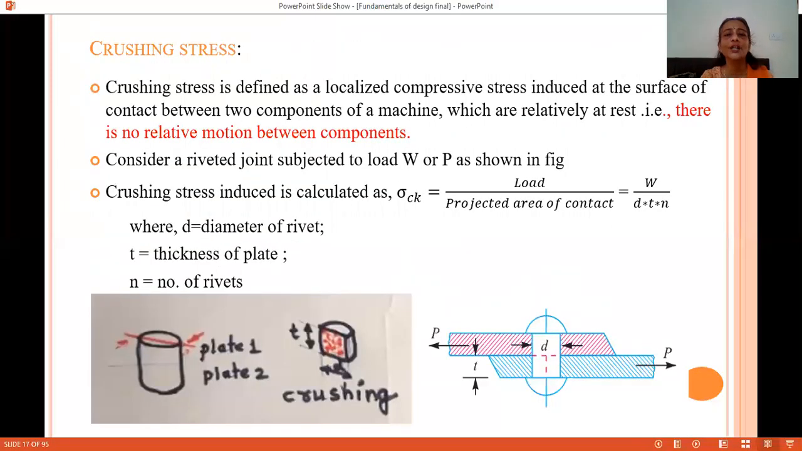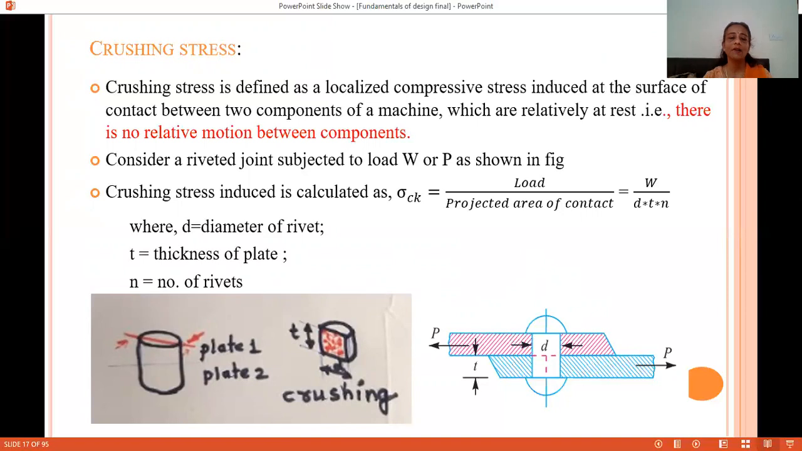Next, we will see crushing stress. So students, what is a crushing stress? To understand the crushing stress, let us consider that there are two plates which are connected by a rivet, and the two plates are subjected to external load and they're trying to get separated. When they are trying to get separated, on the contact surface of the rivet and plate, this is a plate and this is a rivet, at the contact surface, some compressive stress will develop.